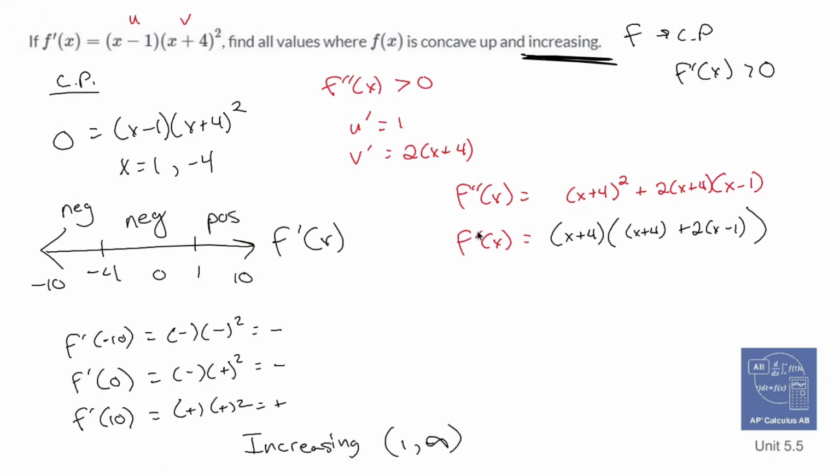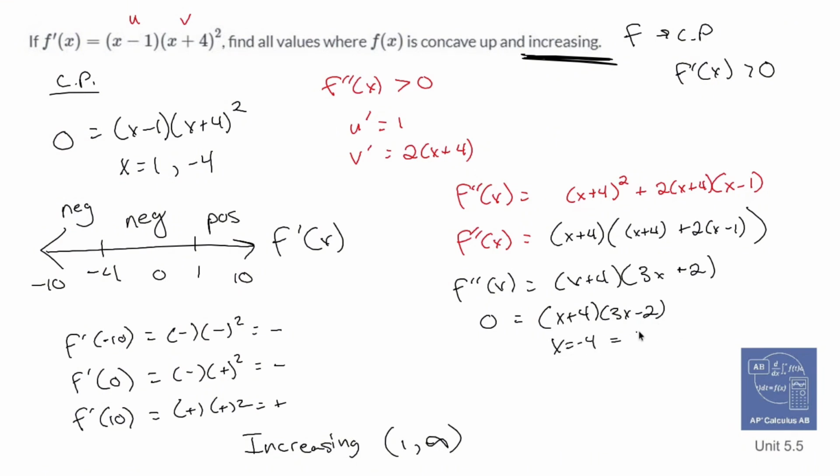By the way, that's f double prime. So f double prime of x equals (x plus 4) times, this will be x plus 2x, so 3x, and then 4 minus 2 is plus 2. Setting that equal to 0, I have inflection points at (x plus 4)(3x minus 2) equals 0. So negative 4, and if I add 2 and divide by 3, I get 2/3.